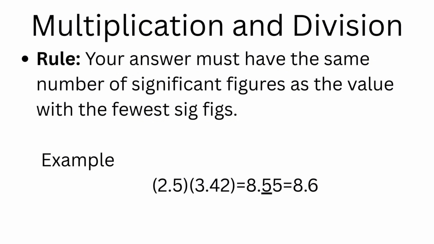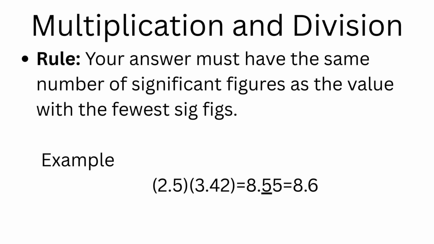Plug these two numbers into your calculator, multiply them, and you'll get an answer of 8.55. Now, you have to check. 2.5 has 2 sigfigs. 3.42 has 3 sigfigs. So your final answer must have 2 sigfigs. So you have to stop after 8.5.